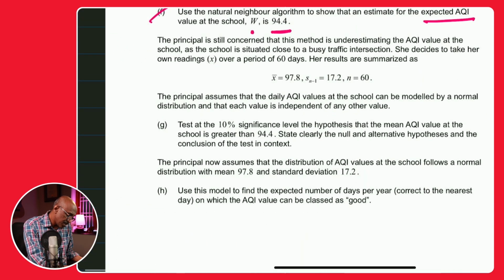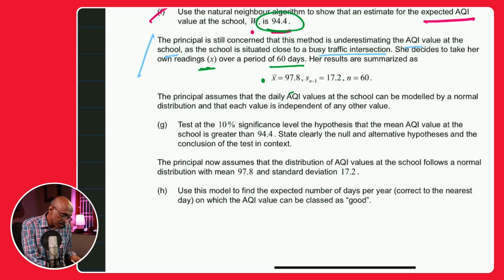Okay. The principal is still concerned that this method is underestimating the AQI value at the school. Wow, this principal is amazing, an amazing mathematician. As the school is situated close to a busy traffic intersection. So obviously she's concerned about the pollution level there. There's too much traffic happening there. And so she's saying, you know what, this is still underestimating the expected AQI of 94.4. She decides to take her own readings, X, over a period of 60 days. Good for her. Her results are summarized as this.